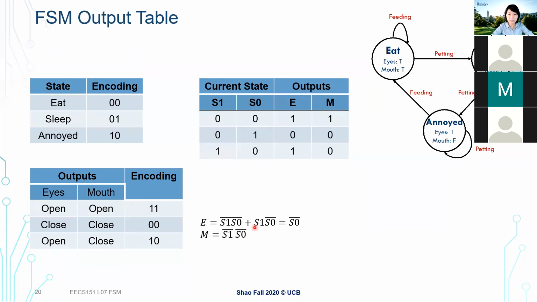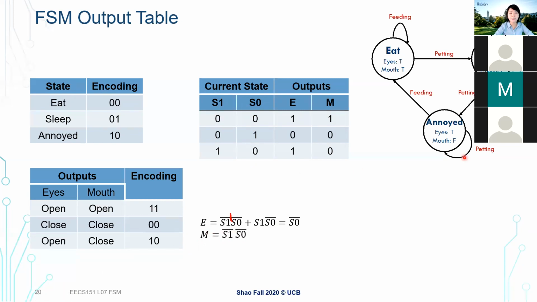Let's just do one of them. If we look at the M output here, the cat's mouth is only open if it's in the 0 state, when both S0 and S1 are 0. And this 0 state represents the eating state, right? So to encode M, basically it's S1 bar AND S0 bar. And here, I believe this is also the same, so it's S1 bar and S0 bar here.